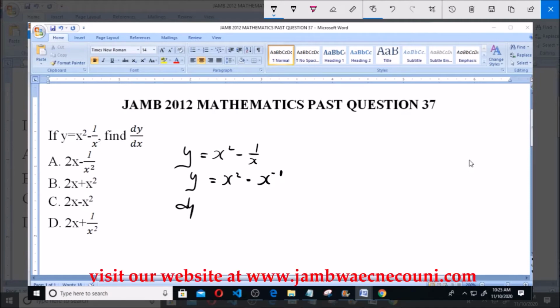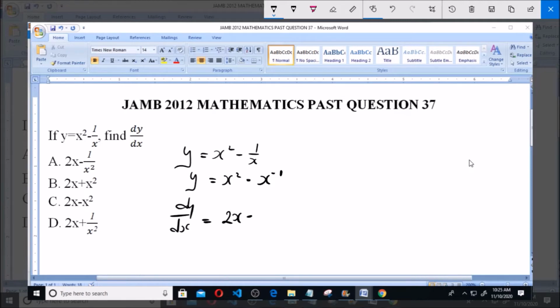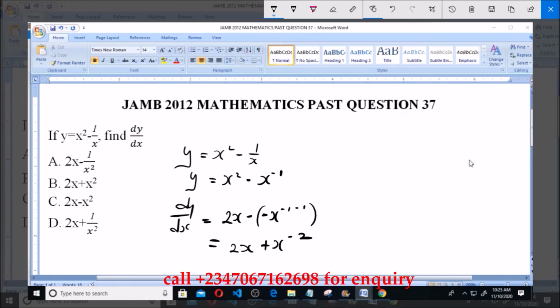Now, dy/dx is equal to 2x minus, minus 1 multiplied by, that will be minus x raised to the power of minus 1 minus 1. Now this will be equal to 2x plus x raised to the power of minus 2, and that is equal to 2x plus 1 all over x raised to the power of 2, which is option D. Option D is the correct answer to this question.